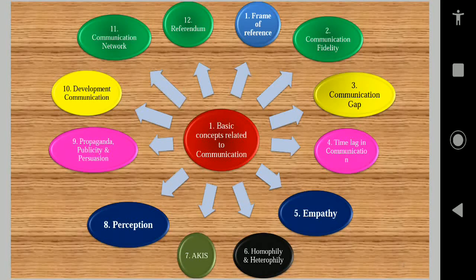Second, to reduce the second nature, when the message is reached but fails to produce the impact, for this condition what will we do? We will use credible channels of communication. Credible channels means what? That should be trustworthy channels. The channel we will use should be trustworthy.